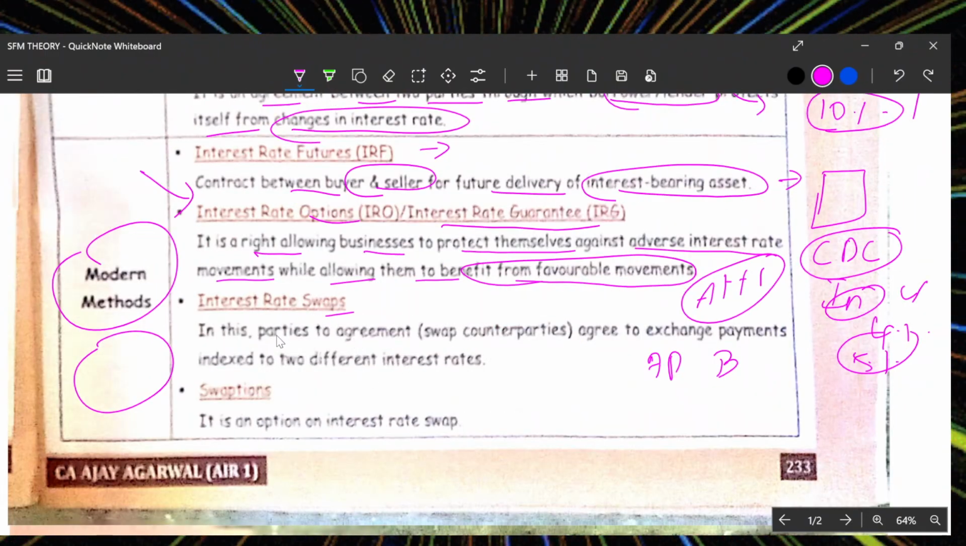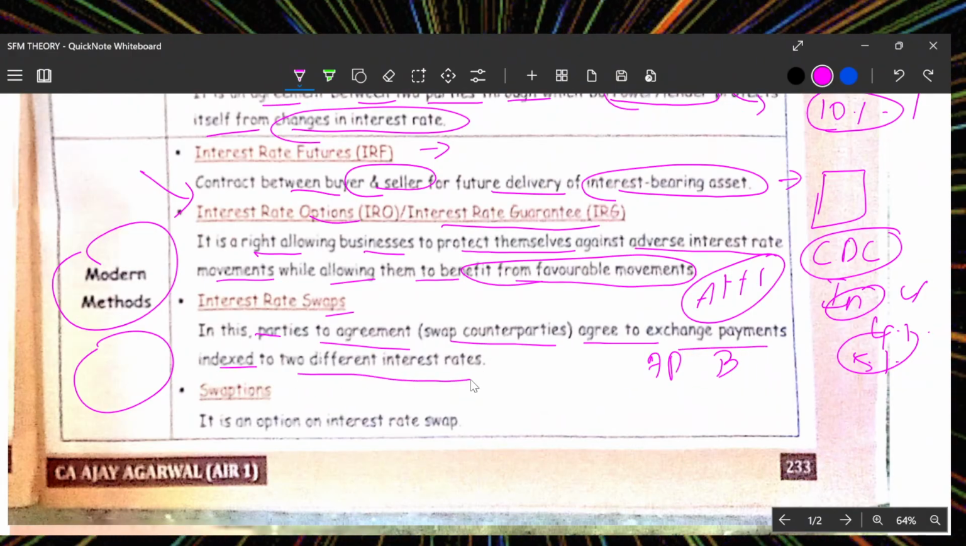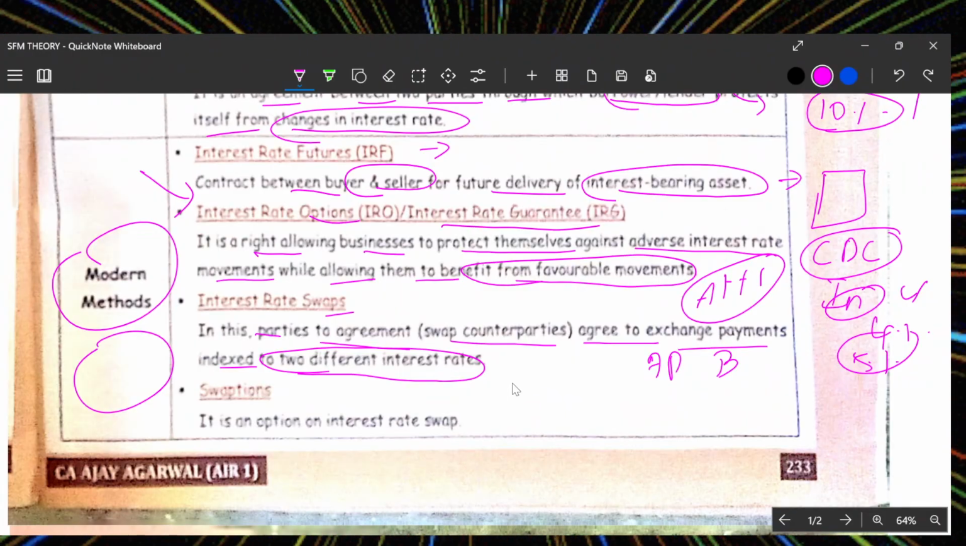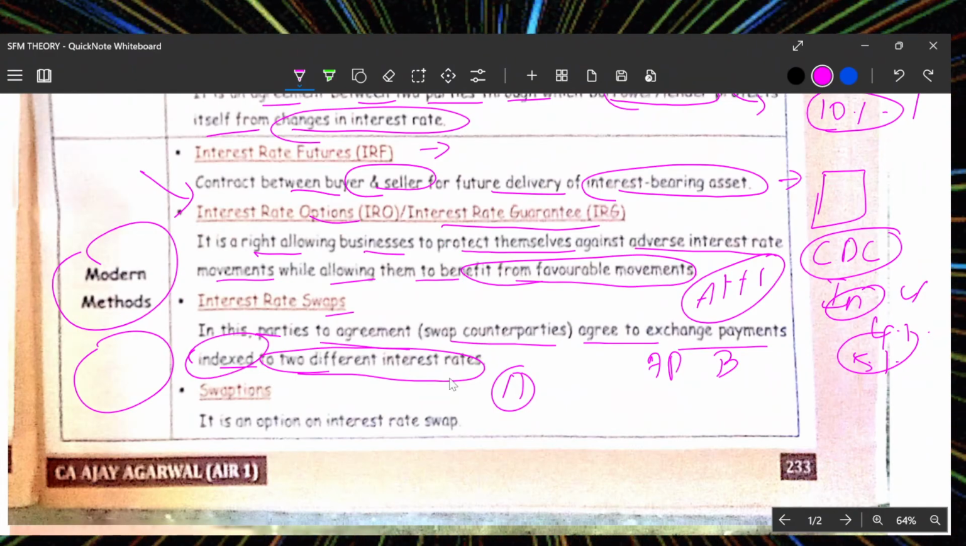Another thing, interest rate swap. What is this? The parties to the agreement, the counterparties, agree to exchange payments indexed to two different interest rates. So this is a swap.